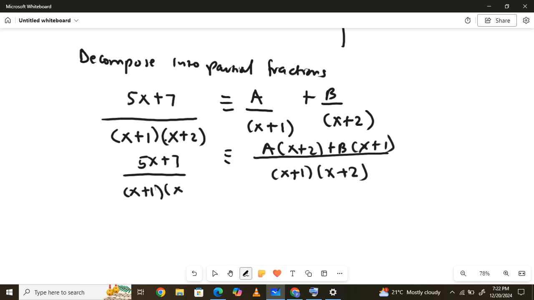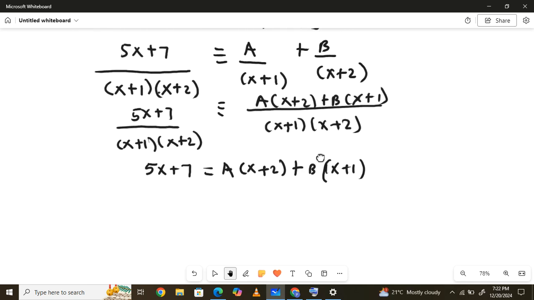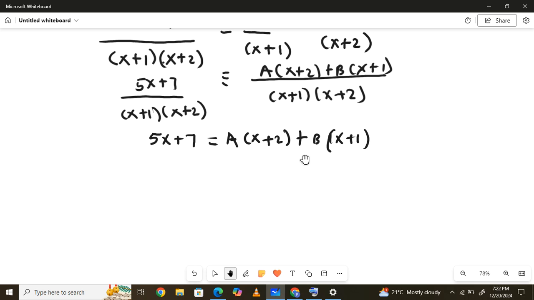We have (x plus 1)(x plus 2). The two are equivalent, so the denominators are the same. That means the numerators will also be the same. We can have 5x plus 7 equals A into (x plus 2) plus B into (x plus 1). We need to get the values of A and B. If we want to eliminate A, x will have to be negative 2, and if we want to eliminate B, x will have to be negative 1.